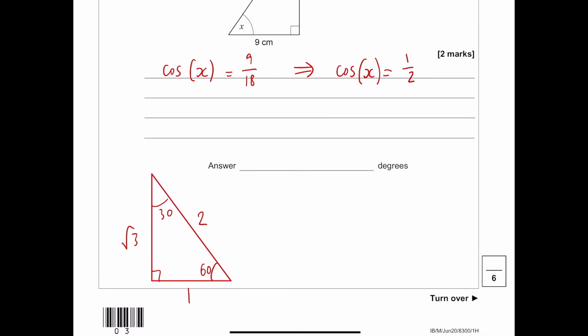I recommend you check that out. So if we want to use the 1 over 2 as our A and H, that would mean that 60 has to be our angle. So 60 degrees is our angle for that one.